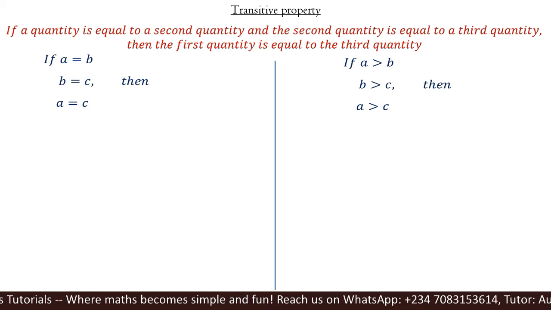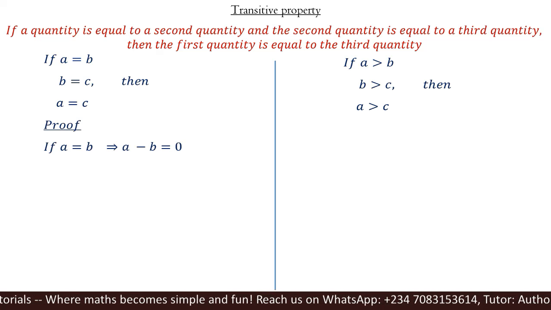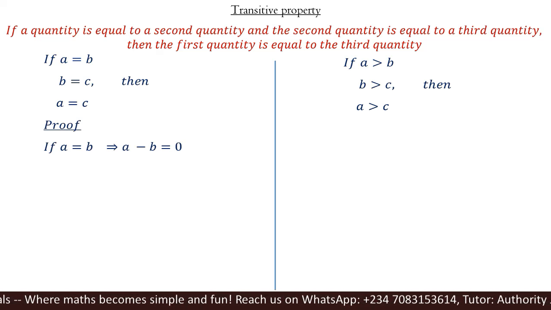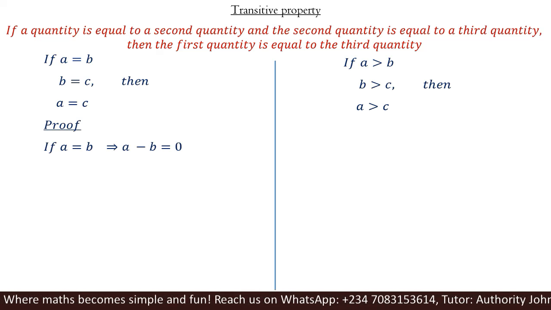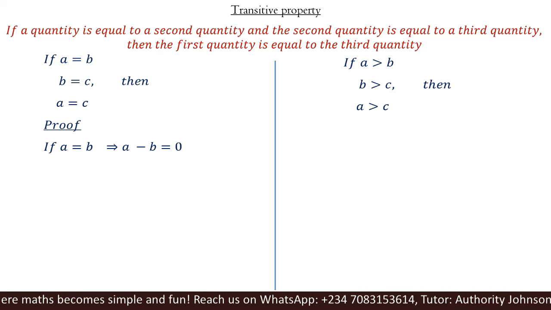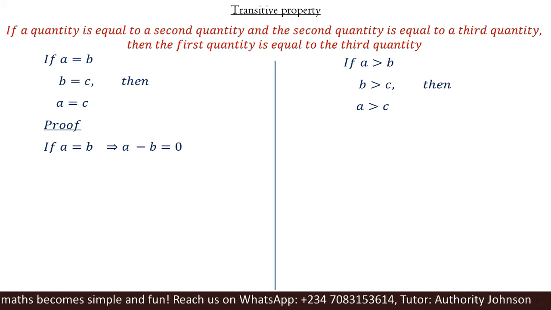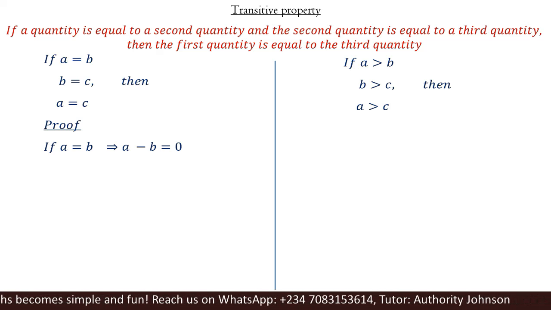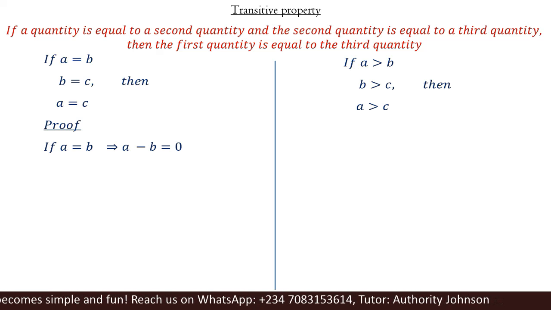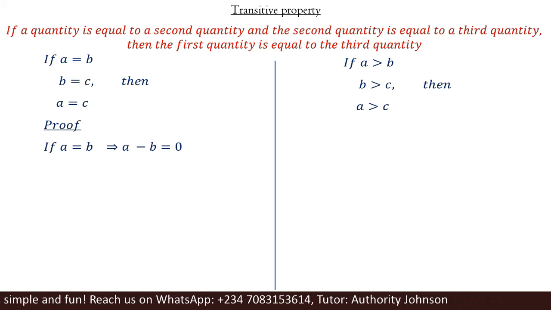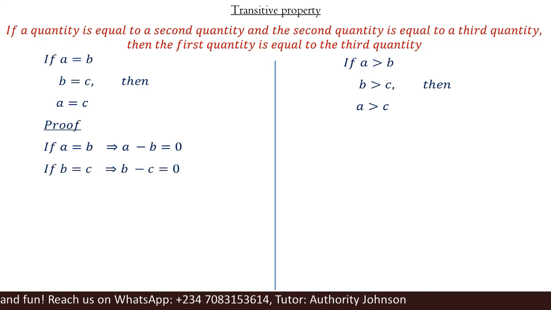Now, let's take a look at it. We say that if A is equal to B, it implies that if you subtract B from A, you are going to have 0 because they are equal. Meaning, if you say A minus B, it's going to give you 0 because A is equal to B. Now, we also say that B is equal to C.